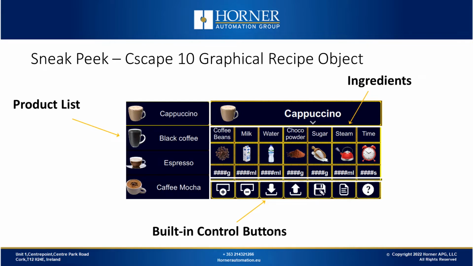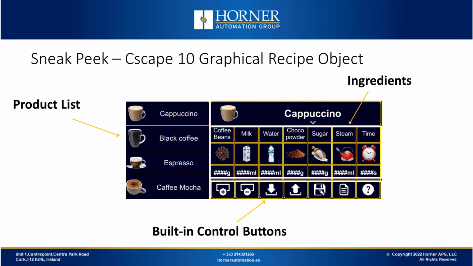Now let's look at those new enhancements. On the left hand side of the object you've got a product list. Those are all the different products that the operator can choose from when they want to load a new recipe or load a new product. You can scroll up and down if you have more products available than will fit vertically in the object. In the top right hand corner you'll see the current selected object has a window where it's also displayed. Underneath that you'll see where all your ingredients are listed in columns. If there's more ingredients than will fit in the space allotted, you can scroll left to right to go through them. In the bottom right you have built-in control buttons. We'll cover each of these in turn.